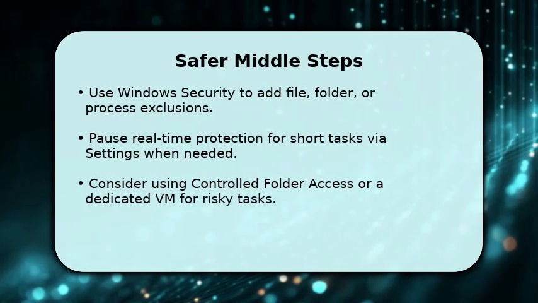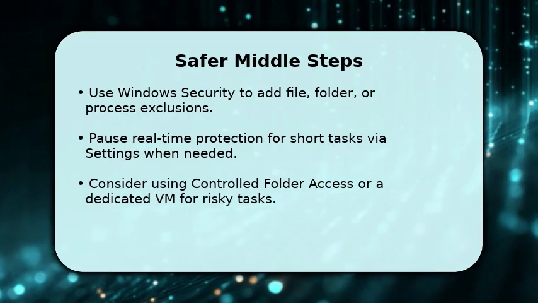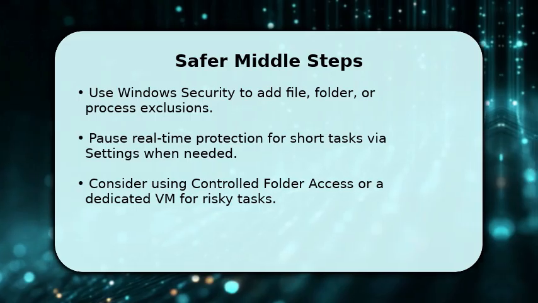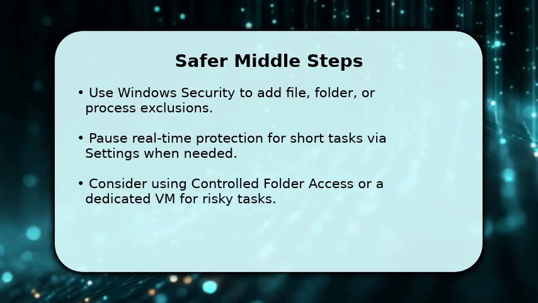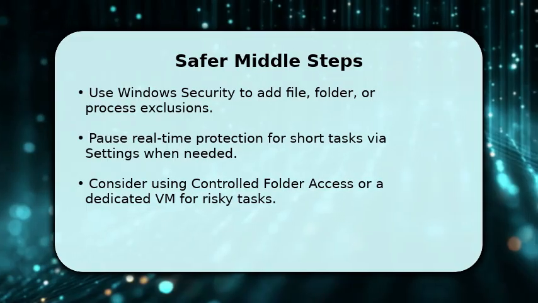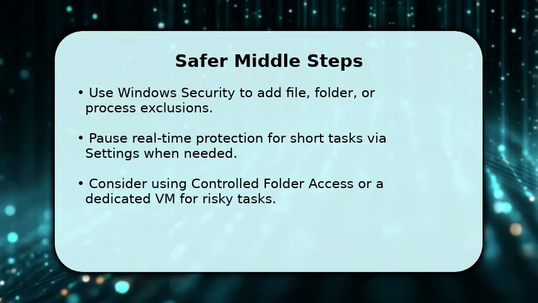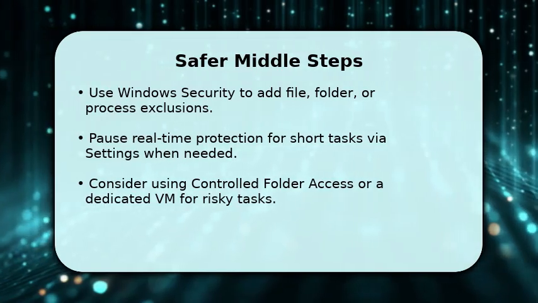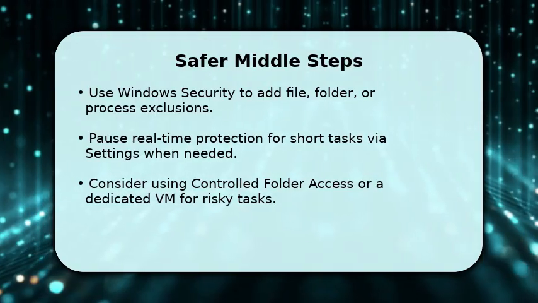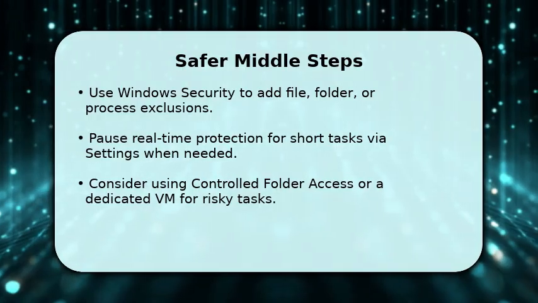Next, take measured actions that address the root cause without killing protection. Add targeted exclusions for trusted apps or folders, which prevents interference while keeping overall defense active. If you must turn protection off, pause it briefly only during the specific task and re-enable immediately. Alternatively, run risky tools inside a virtual machine or sandbox so your main system remains protected. These approaches explain why selective controls are superior to a permanent shutdown.